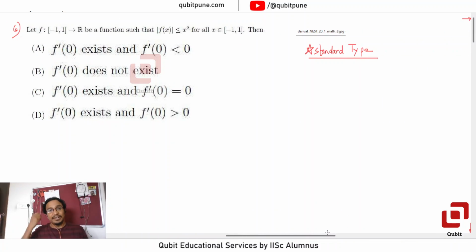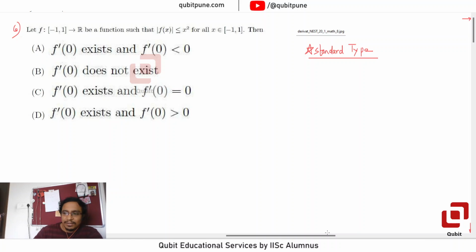Yeah, this is one of the standard types. This is from NEST 20 Shift 1. Let f from -1 to 1 to R be a function such that magnitude of f of x is less than or equal to x squared, for all x in that interval. Then f dash of 0 exists and is negative, f dash of 0 does not exist, f dash of 0 exists and equals 0, or f dash of 0 exists and is positive.